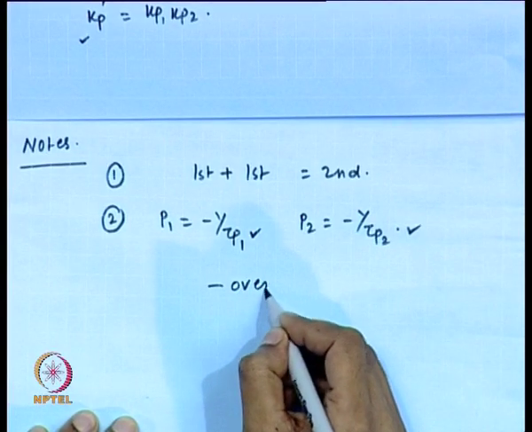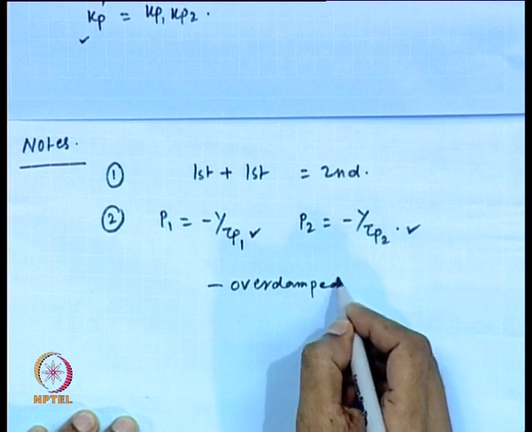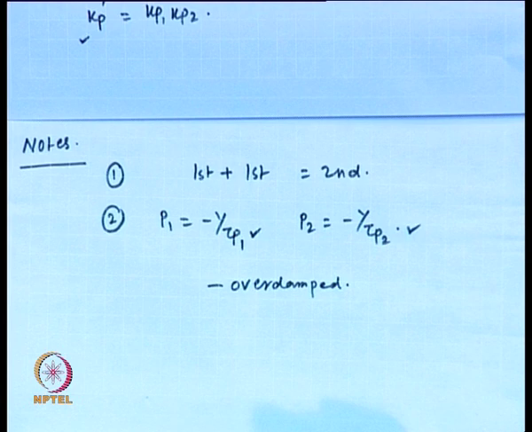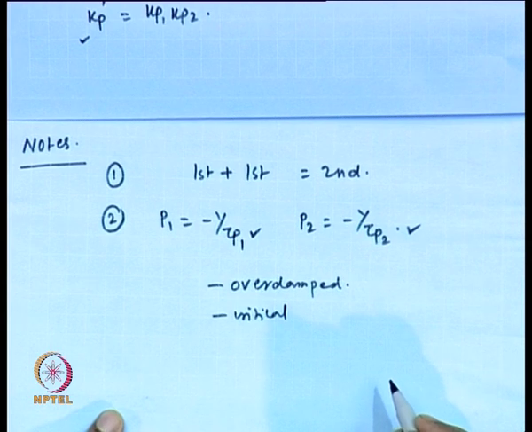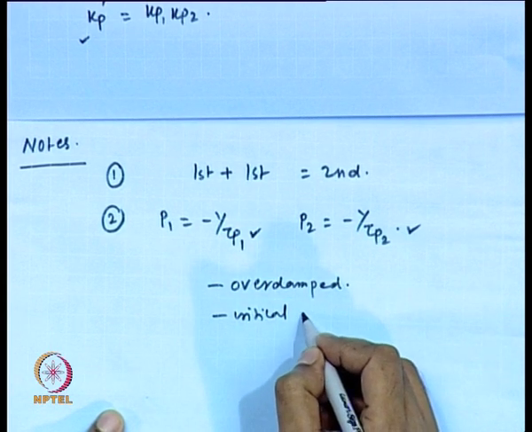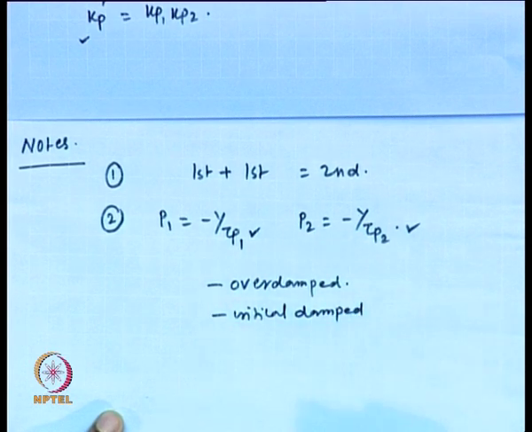So, the response is overdamped response, but in some cases tau p 1 may be equal to tau p 2. In that situation, the response is critically damped. Fine. So, if two first order systems are connected in series, we obtain overdamped or critically damped response, but never underdamped. Fine. This is the second note.